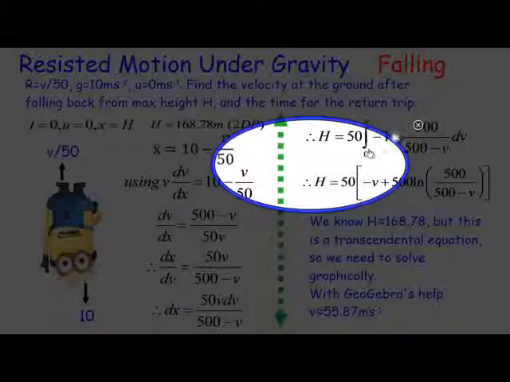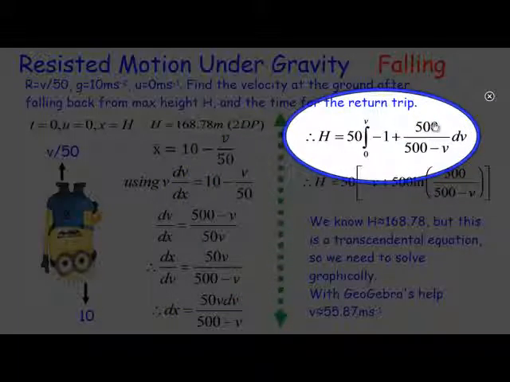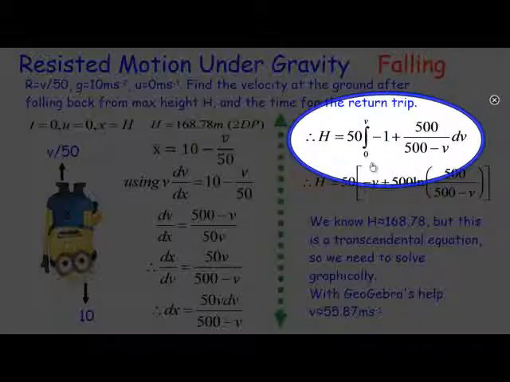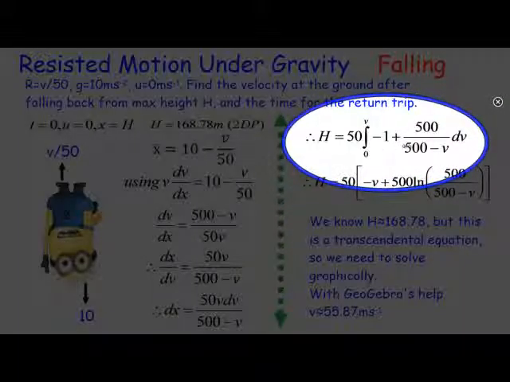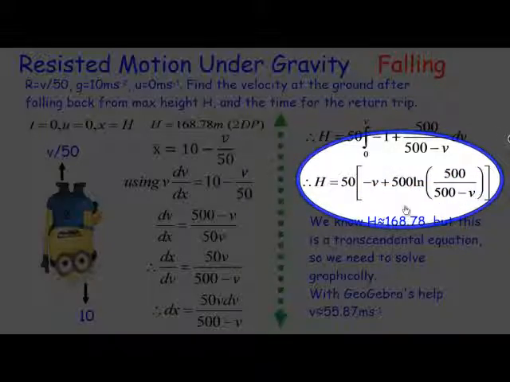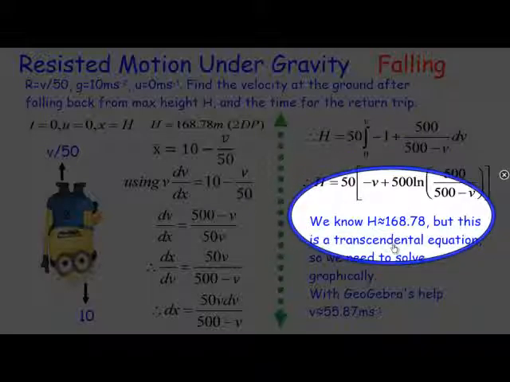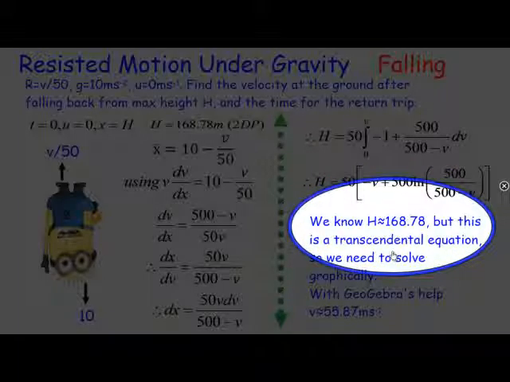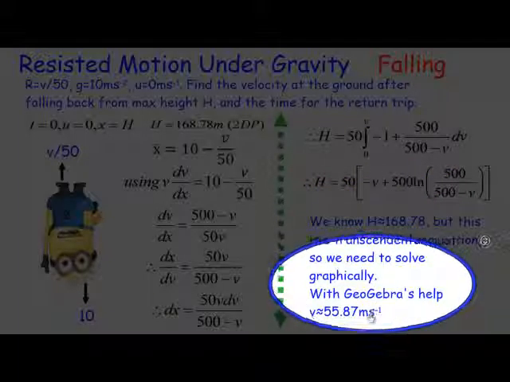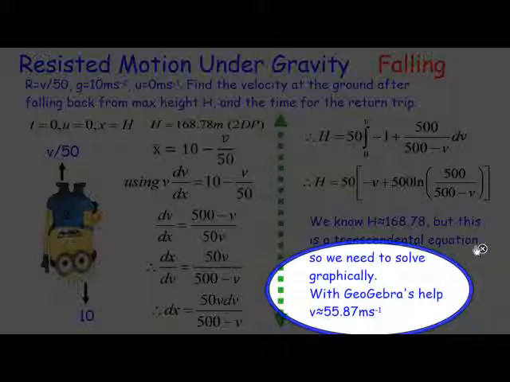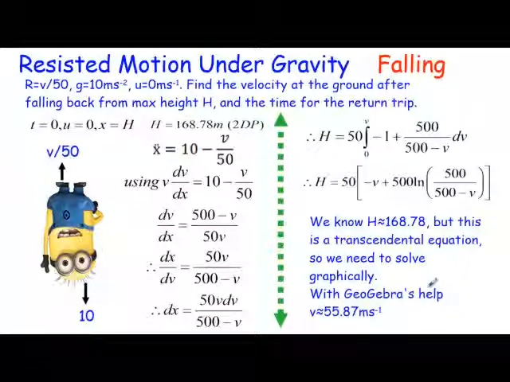Now, when I was doing this, I did find out why a lot of textbooks don't do this actually, and you'll see in a minute why. Basically we get this expression here. h is equal to, well, it's a transcendental function, and you can't really solve it because it's not algebraic in nature. So you basically have to solve it graphically. Eventually we get that the velocity is about 55.87 meters per second. So this is actually a transcendental function.